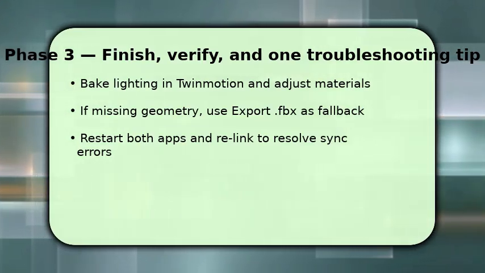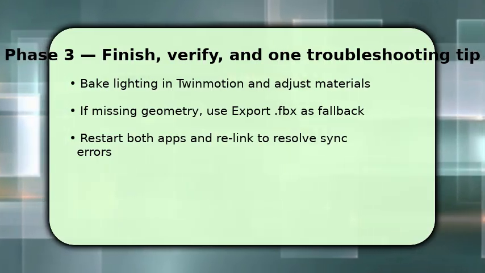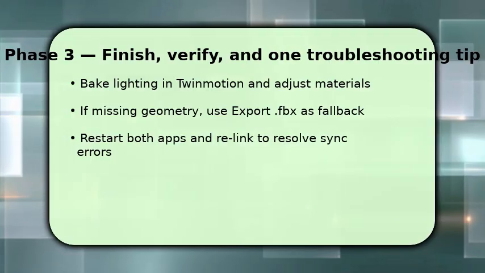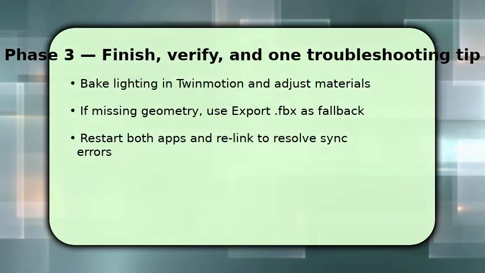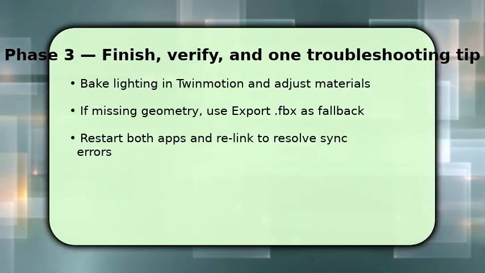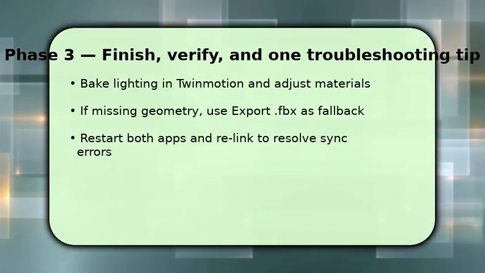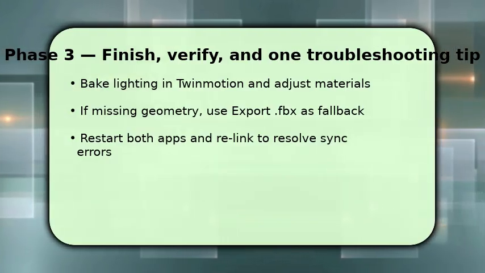If parts fail to appear, export the SketchUp file as FBX and import as a fallback. This preserves geometry when Direct Link falters. If sync errors persist, restart both applications and re-enable the plugin. This often clears port or memory issues. Keep one backup, .SKP and one Twin, so you can recover quickly if anything goes wrong.